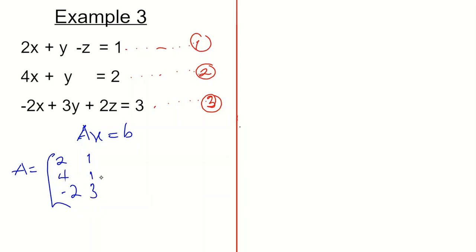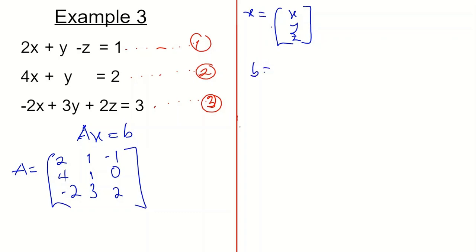Then we come to z. Z in equation 1, its coefficient is -1. Z in equation 2, its coefficient is 0. And z in equation 3, its coefficient is 2. And so we have our matrix of coefficients. And so we can also write our matrix of the variables, though we may not use it. And so we have x to be equal to x, y, z. Then the last one, the matrix of the constants, we have 1, 2, and 3. This is how we write it.